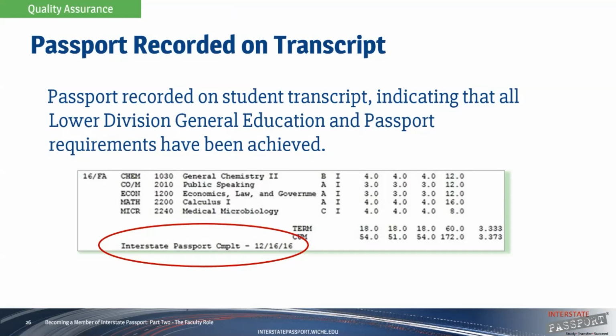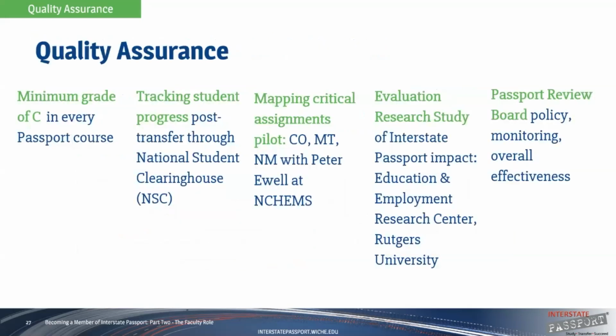So a few more things about the passport itself and implementation and quality assurance before we finish this presentation. The passport is recorded on the student transcript, indicating that all lower division general education and passport requirements have been achieved. There are several ways to do this. The approaches were developed by a committee of registrars, so this works for pretty much every institution. So that a student, when they transfer to another institution, if they transfer, they're carrying that certification along with them.